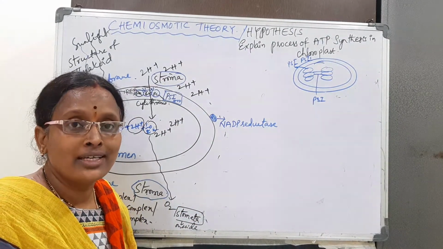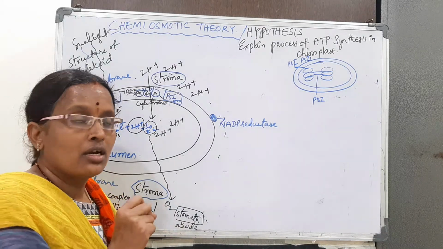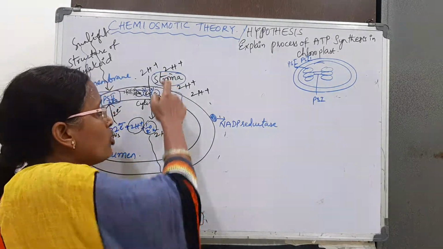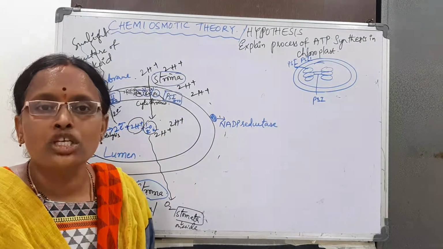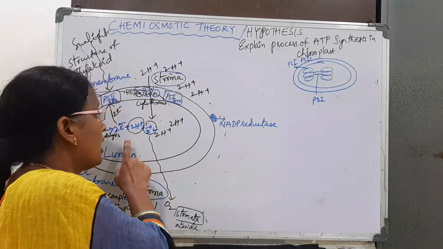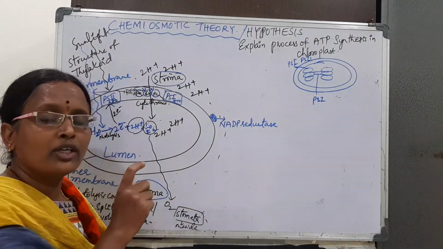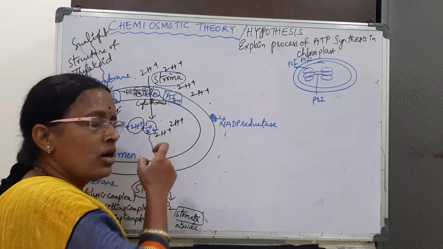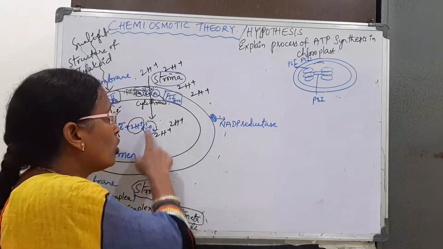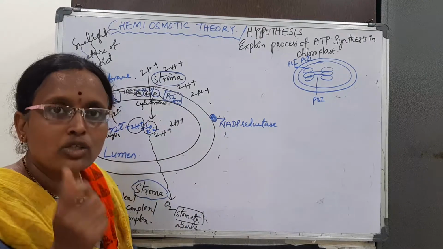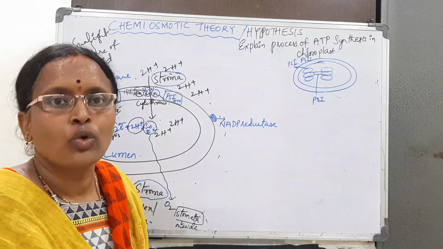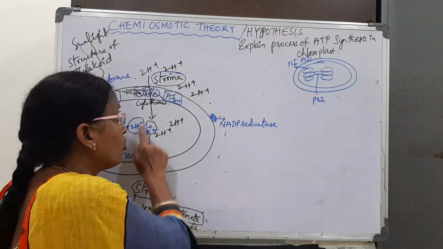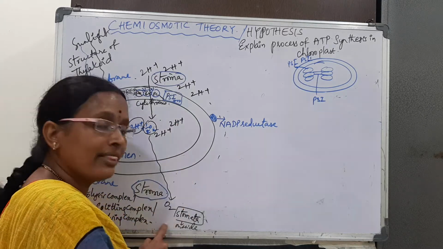How is it increased? There are two reasons. One is that cytochrome is continuously pumping protons from the stroma to the lumen. The second is that the water molecule is continuously splitting to give electrons, and it is also releasing protons. By both reasons, more protons accumulate in the lumen of the thylakoid.